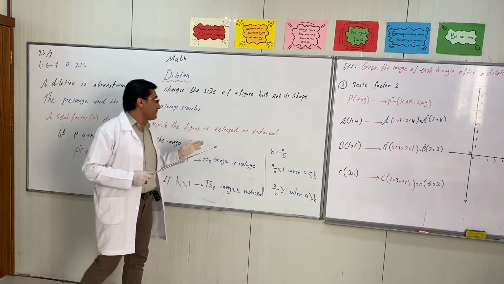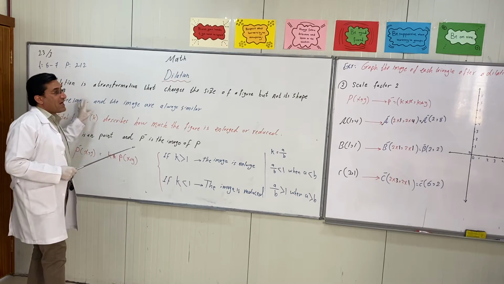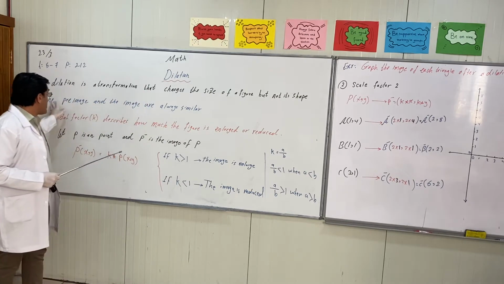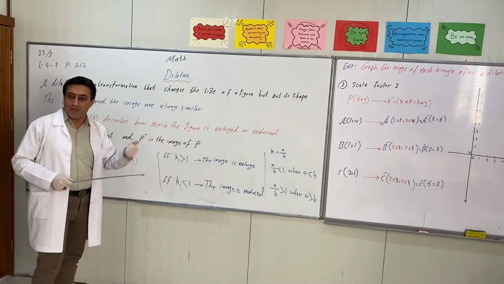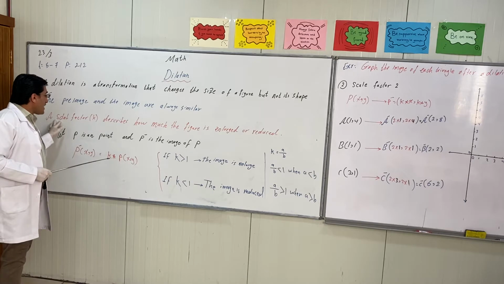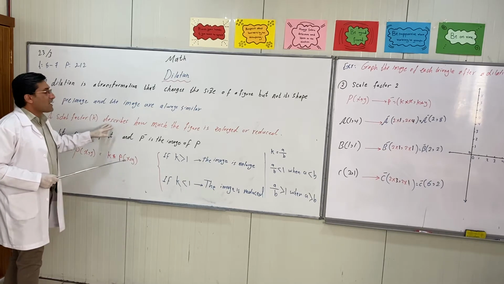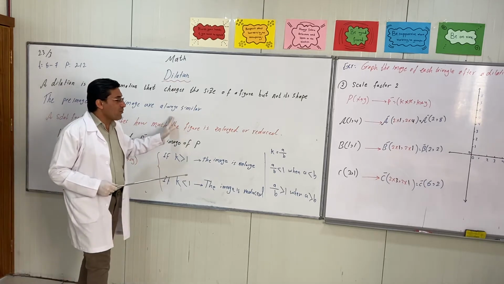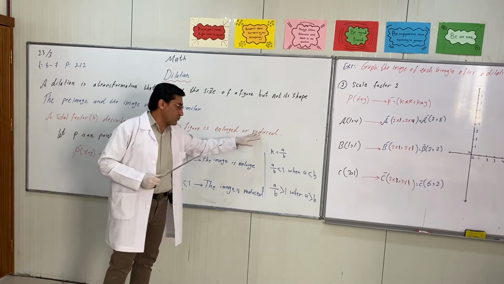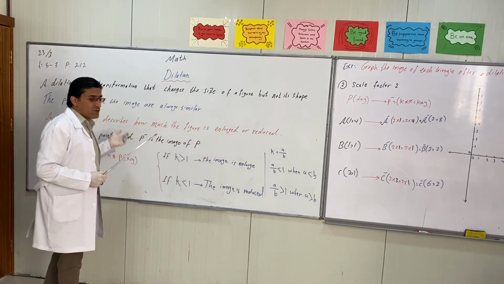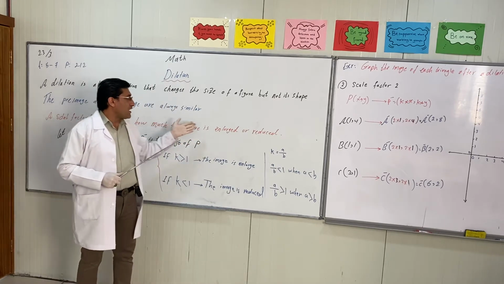That's the same shape. The image and the pre-image are always similar. You know, of course, about similarities from the last lesson. A scale factor k describes how much the figure is enlarged, that means bigger, or reduced. Maybe a student has a question: how do you know if a graph is enlarged or reduced?